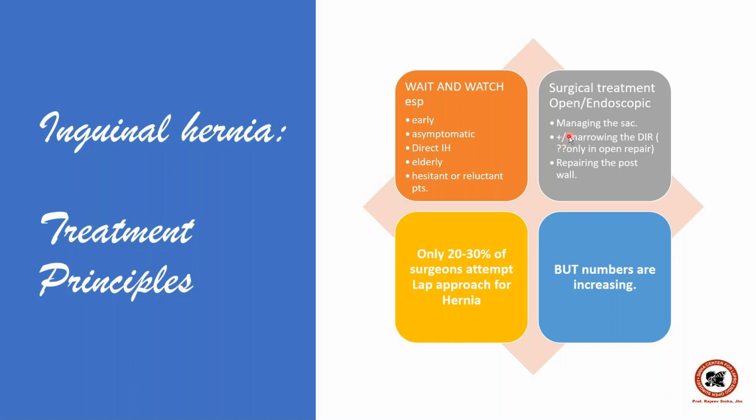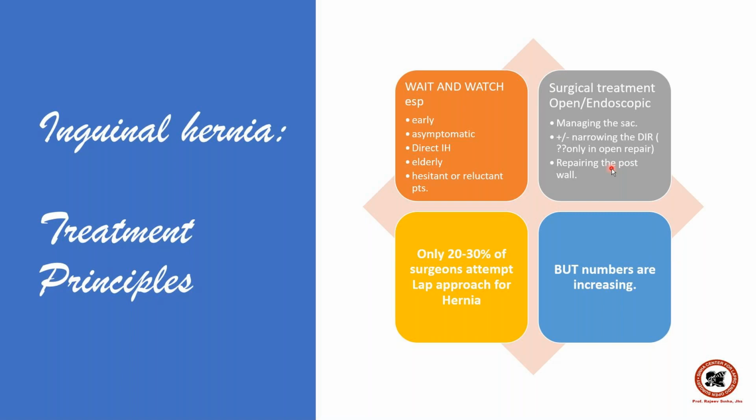And the principles are basically you have to manage the sac, then you have to manage the deep inguinal ring, and then you have to repair the posterior wall. Very, very simple. Three things to be done. One, do something for the sac. Number two, do something for the DIR or deep inguinal ring. And number three, repair the posterior wall.